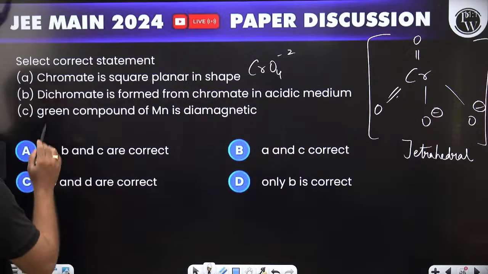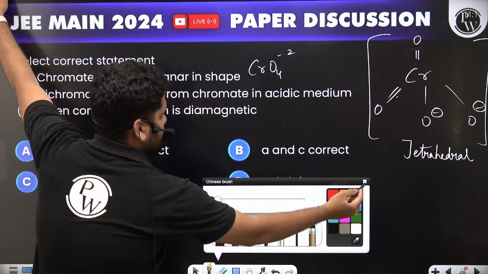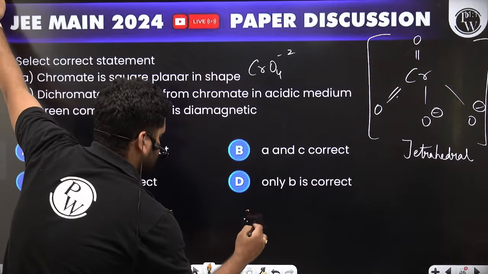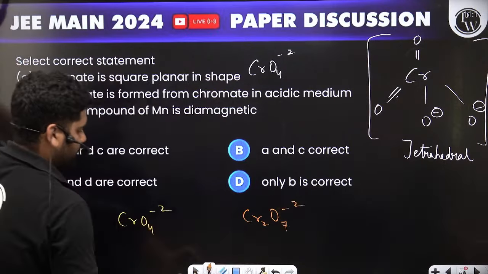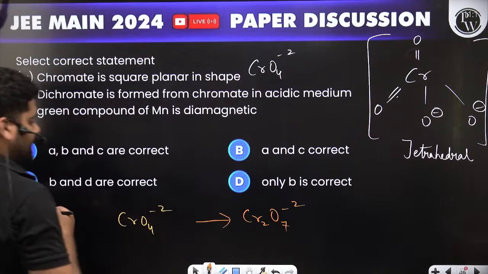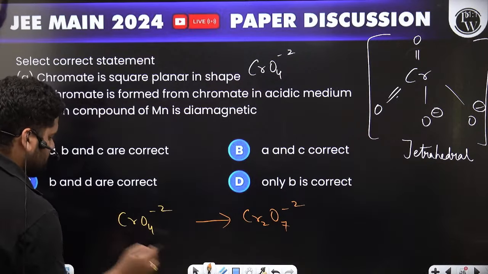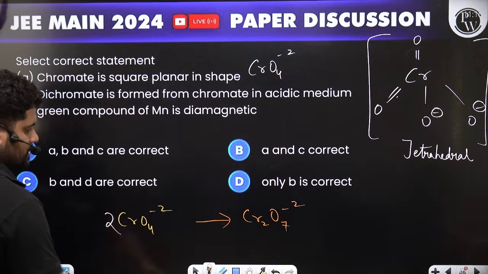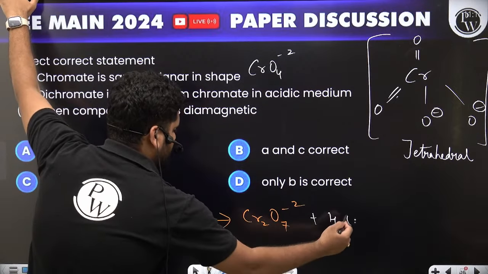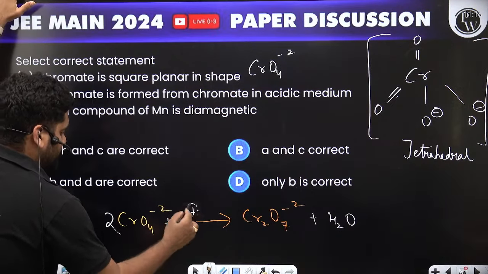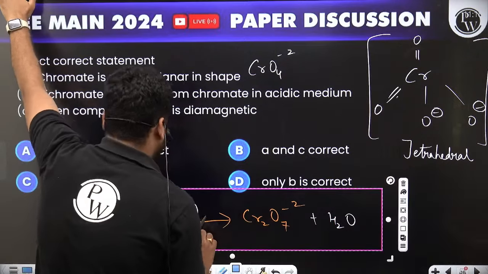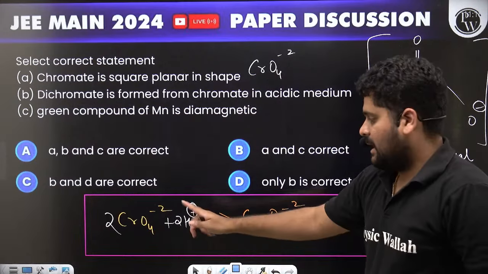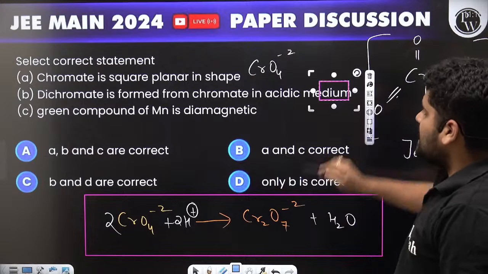So A is wrong. Dichromate is formed from chromate ion in acidic medium. See, chromate ion is CrO4-2. Dichromate ion is Cr2O7-2. Okay, right? So this would be formed in acidic medium like this. You need to just balance this. 2 CrO4-2, chromium's balanced. Oxygens, you see, 8 oxygens here, you have 7 oxygens. So you'll put 1 H2O, and over here you'll put 2H+. Right? So this particular equation which I have written is there in the NCERT textbook. Okay, so dichromate ion is formed from chromate ion in acidic medium in this way. So option B is correct, right?